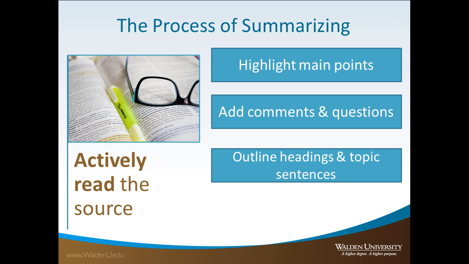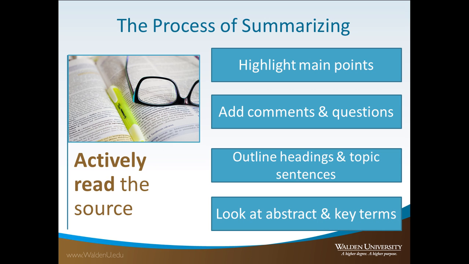Other active reading techniques you can use include outlining the source by its headings and topic sentences, as well as paying close attention to the source's abstract and key terms. Writers use headings and topic sentences to help direct you, the reader, so use them as a sort of roadmap for the source, guiding and showing you the source's main points. The abstract is helpful because it's a broad overview of the source, so along with key terms, it will give you clues about what the source's main points are.